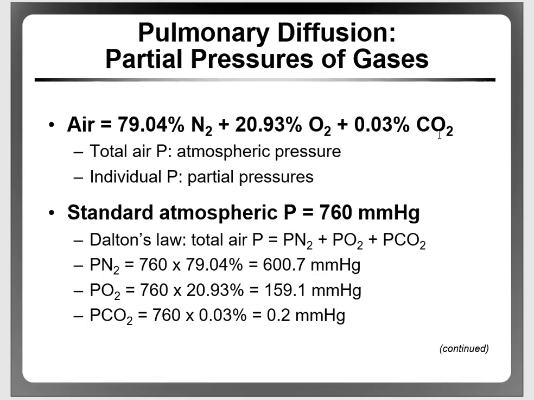Now, the percentages here remain pretty constant at most altitudes. At sea level, the atmospheric pressure is approximately 760 millimeters of mercury. We call that the standard atmospheric pressure. It's going to be abbreviated ATM in some of the things you're going to be looking at. So if the total atmospheric pressure is 760 millimeters of mercury, and we know what the percents are, we can figure out the partial pressure of nitrogen is around 600.7 because it's 79% of the total of 760 millimeters of mercury. Now oxygen we know is 21%, so its partial pressure would be 159.1 millimeters of mercury. And then carbon dioxide's partial pressure is about 0.2 millimeters of mercury because it's 0.03% of the 760 millimeters of mercury. So now we can tell the partial pressures of the gases in the atmosphere.